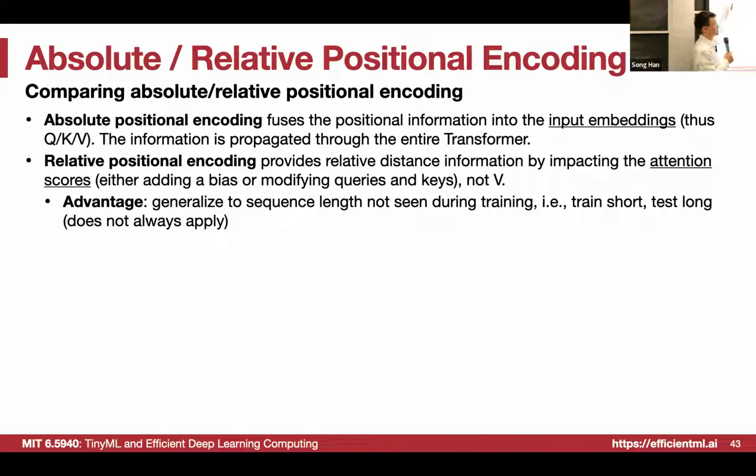So that is the advantage of relative encoding. You can train short and test long, and generalize to a longer sequence than what we have seen at training time, since it encodes the relative position, which makes sense. For the relationship between two sentences, no matter which location in the text they are at, the meaning might be similar.